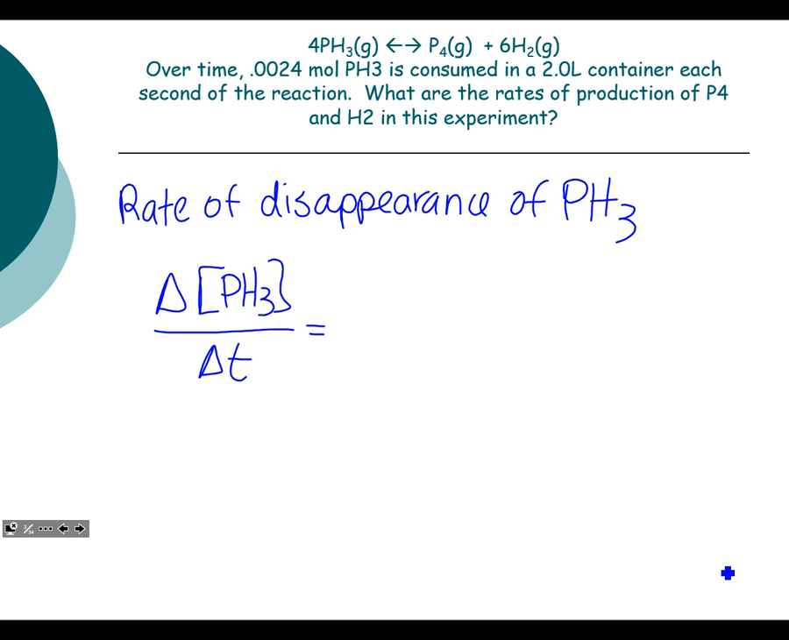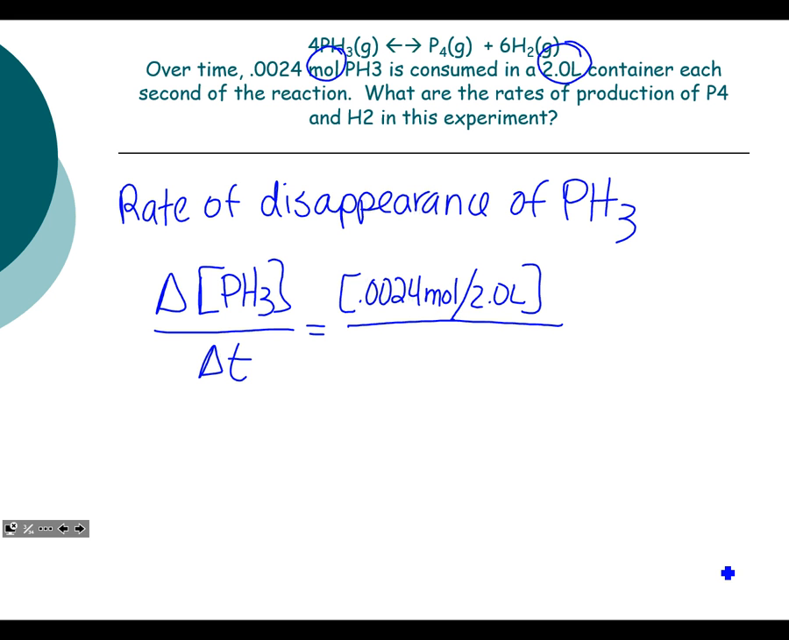Well, they gave us concentration information because we have moles of PH3 and we know what volume it's going to be in. So 0.0024 moles, and I'm just going to go ahead and do my molarity problem right here.